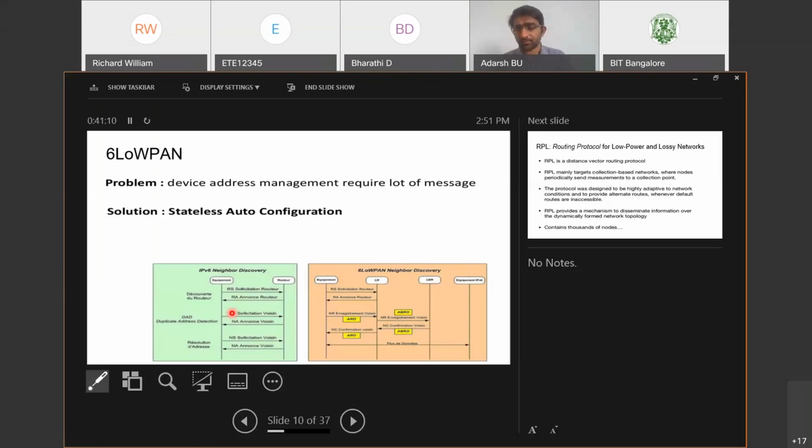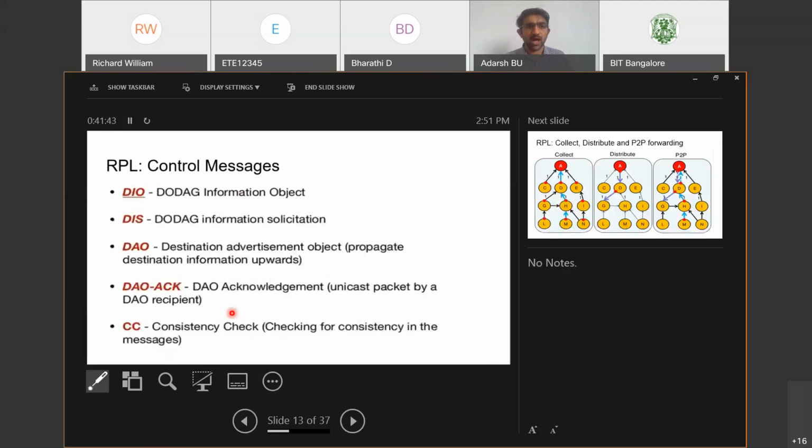neighbor discovery as well. And for this, we make use of the protocol from yesterday. I hope you all saw RPL, the routing protocol for low power and lossy networks. It works as a distance vector routing protocol. It mainly targets collection based networks where nodes periodically send measurements to the collection point, and it contains thousands of node devices in the network. I'm skipping the RPL details since you all know that very well.